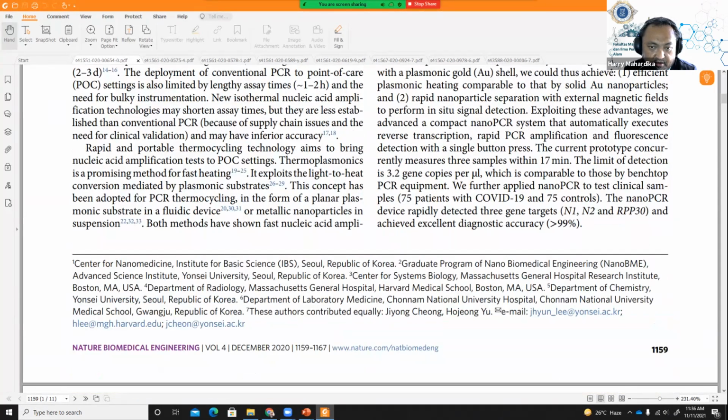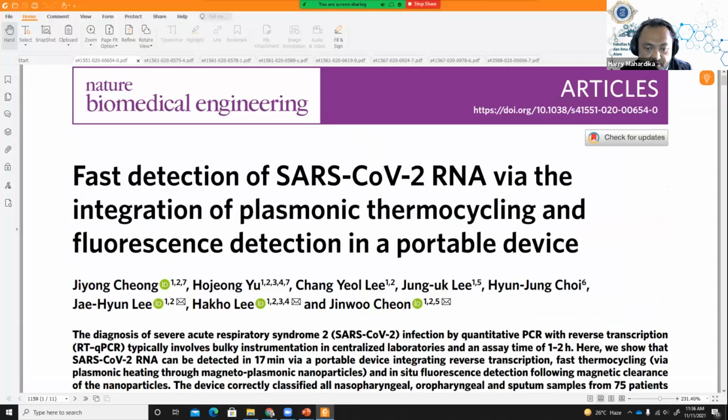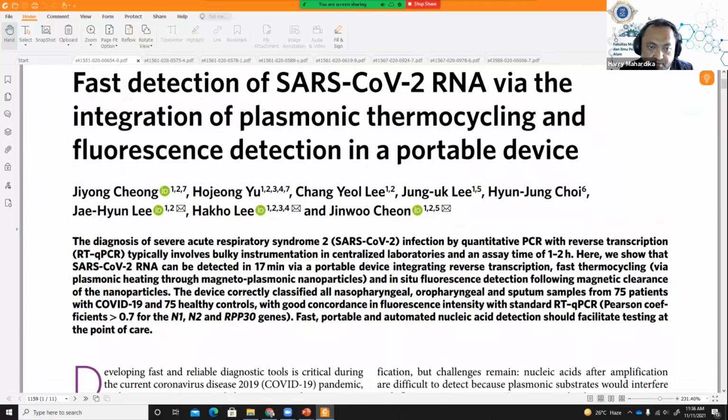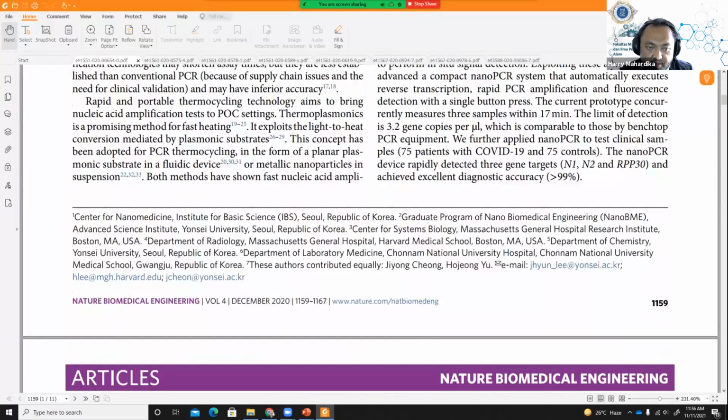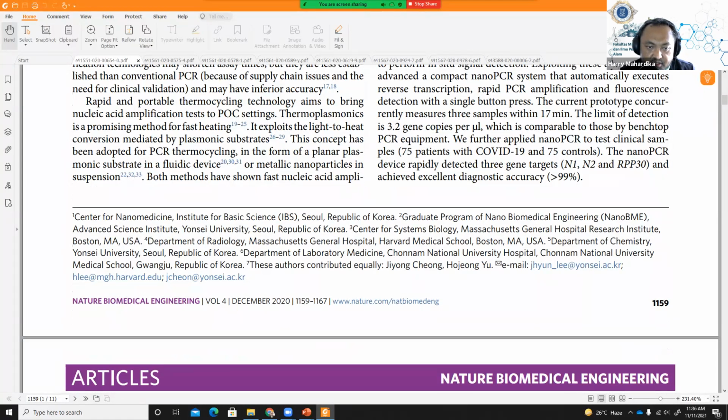The original authors for this title are, let me see the affiliation, well, most of them are Korean, I guess. Yeah, these are Korean names. It's coming out from the Institute of Basic Science from Korea, and then Yonsei University, and then Massachusetts General Hospital Research Institute in Boston, Massachusetts, and the Harvard Medical School, and then Yonsei University again, but from a different laboratory. This one is from the Department of Chemistry, and then the Department of Laboratory Medicine from Chonnam National University Medical School.